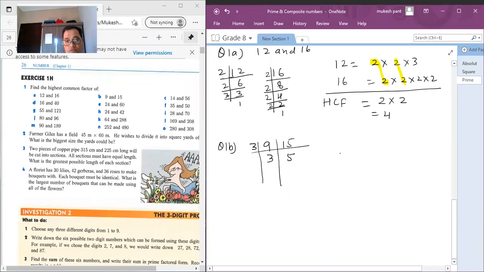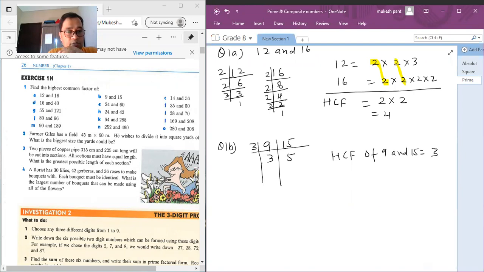So the HCF of 9 and 15 will be 3. Whichever method you like, if you like this index form and picking up the common factors, do this one. If you like this division method, you can use it, whichever you are comfortable with. Okay, so select that one. And today, try to complete question number 1, all parts.